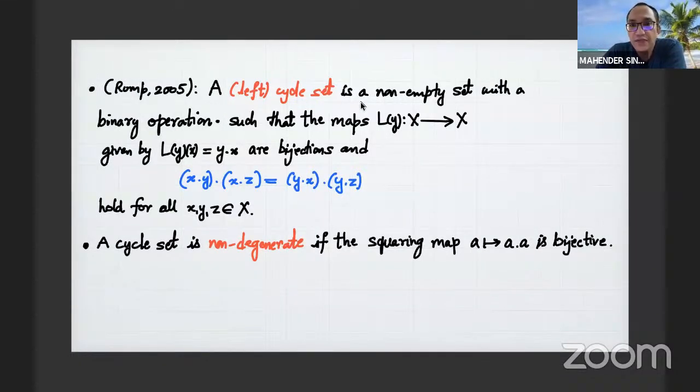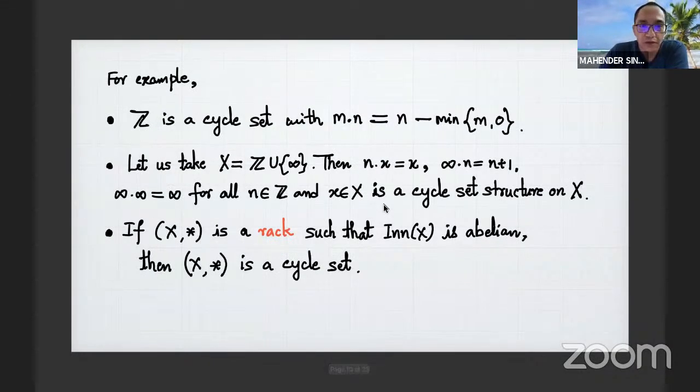So a left cycle set is a non-empty set with a binary operation such that, with this operation, the left multiplication by each element is a bijection, and this identity holds: (x·y)·(x·z) is the same as the same expression with the roles of x and y interchanged. And a cycle set is non-degenerate if the squaring map from X to itself, which takes a to a·a, is bijective. So how are they related to solutions of the Yang-Baxter equation? Before going there, let me just tell you at least some examples.